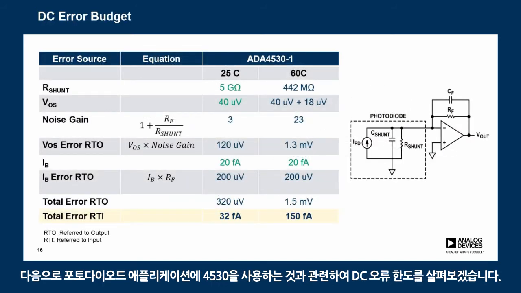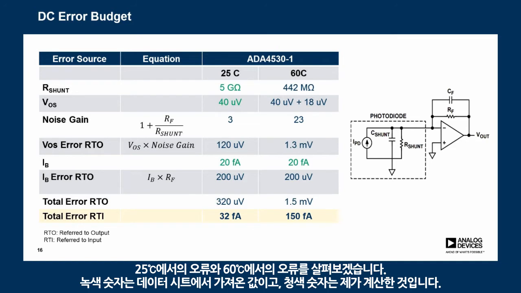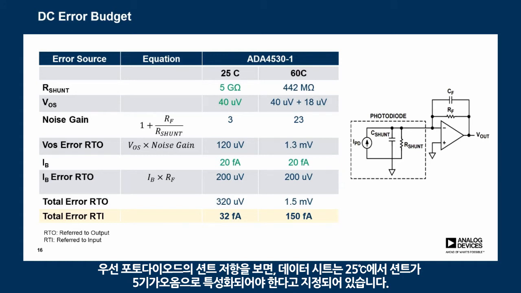So next, we're going to look at the DC error budget associated with using the 4530 in a photodiode application. We are going to look at the error at 25C and the error at 60C. The numbers in green are taken from data sheets, and the numbers in blue are my calculations. So first, let us take a look at R shunt. That's the shunt resistance from the photodiode. At 25C, the data sheet says that R shunt is characterized to be 5 gigaohms.